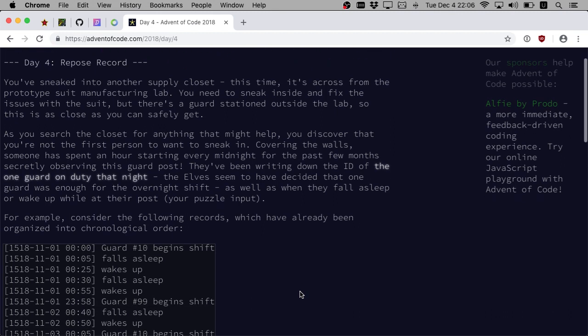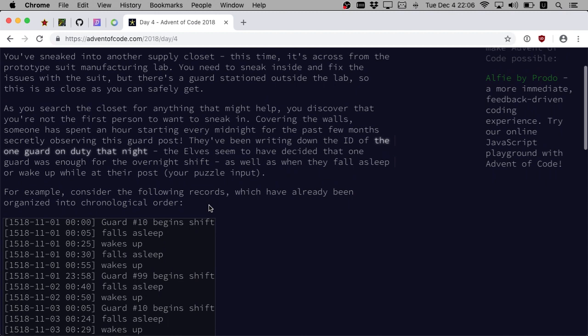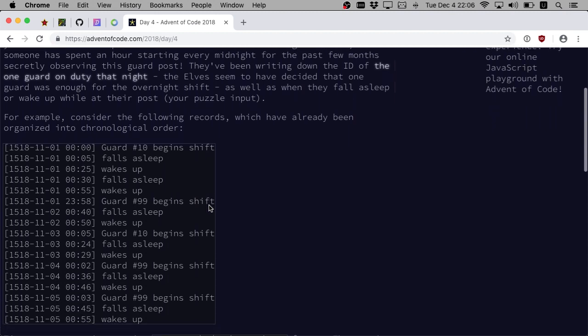Okay, day 4. You discover that you are not the first person to want to sneak in, covering the walls. Someone has spent an hour starting every midnight for the past few months, secretly observing the guard post. They've been writing down the ID of the one guard on duty that night. The elves seem to have decided that one guard was enough for the overnight shift, as well as when they fall asleep or wake up while at their post.